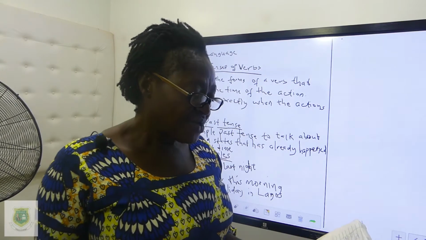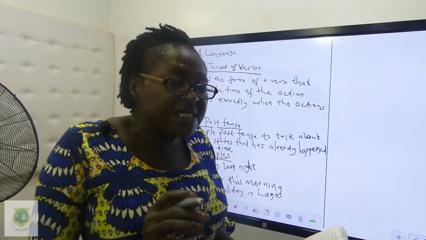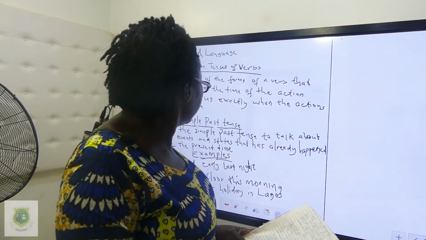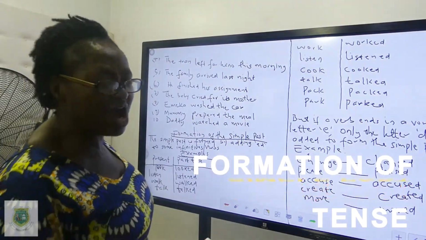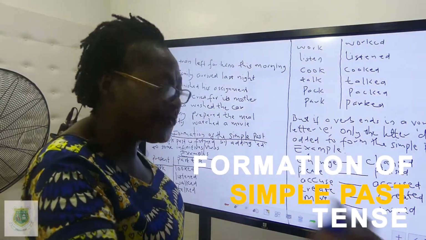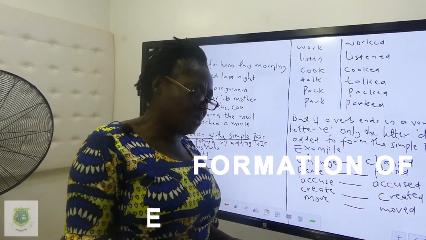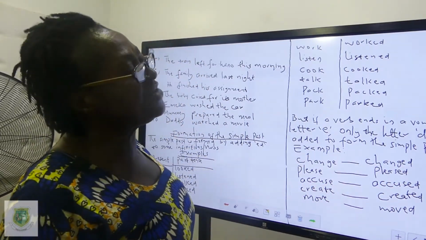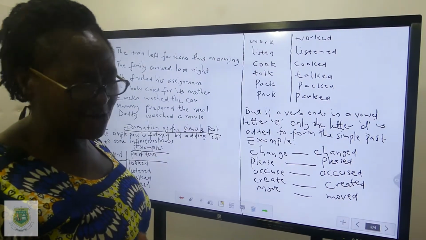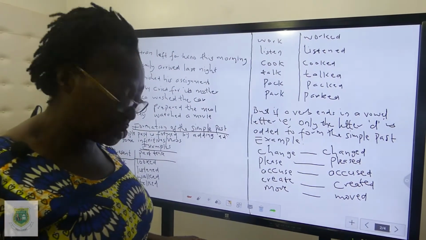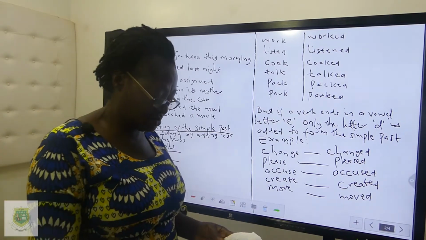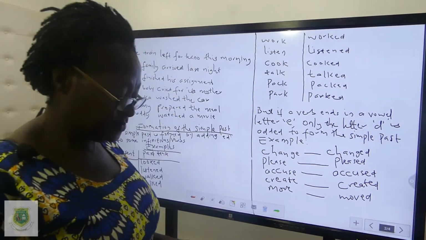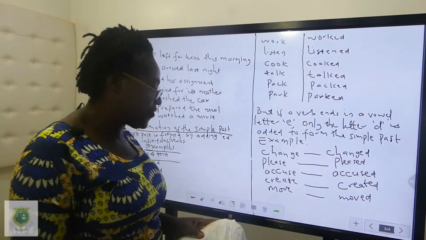So we have strategies of forming the simple past. There's a place we wrote formation of the simple past: how the simple past is gotten, how it is formed. Because if you don't know how they are formed, if you are given the present tense and you are asked to change it to the past, you won't know what to do. So we look at some patterns. We follow patterns. That's the way they are formed.